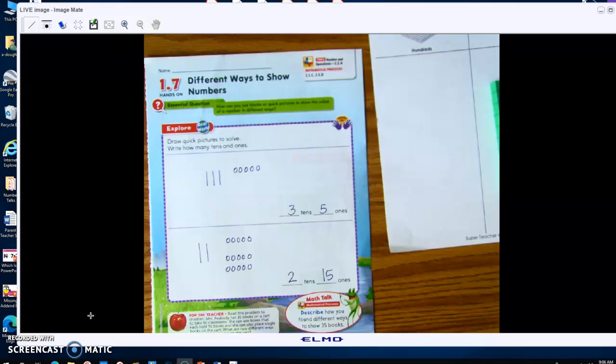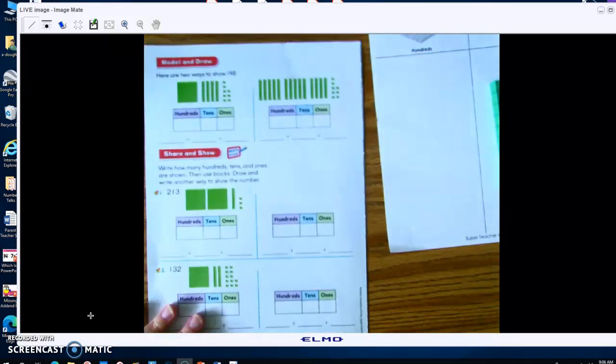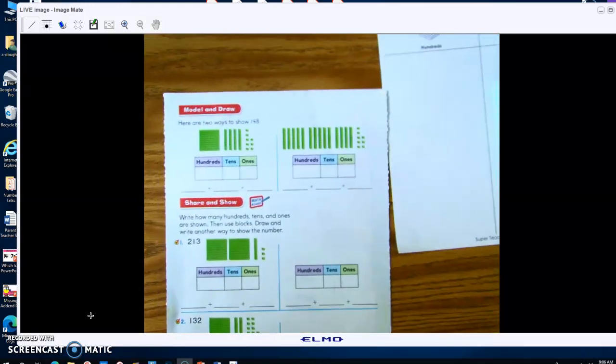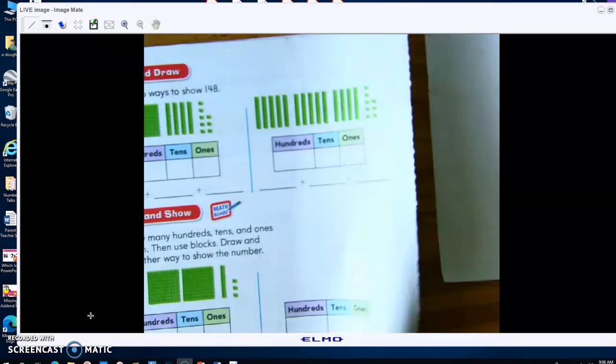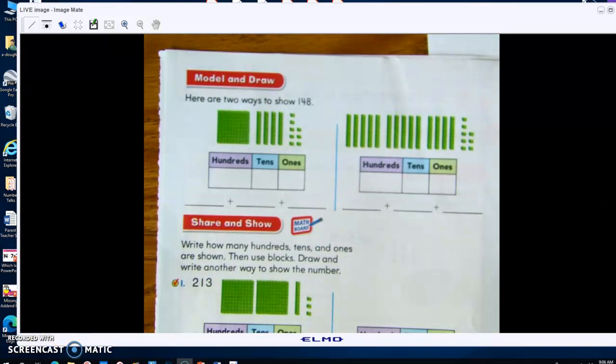Okay, so we did this already with Mrs. Shoemaker. We did it with the tens and ones. Today we're going to show different ways how to do 3-digit numbers. Okay? Different ways to do 3-digit numbers. So let's turn to the next page. So here's two ways to show 148.